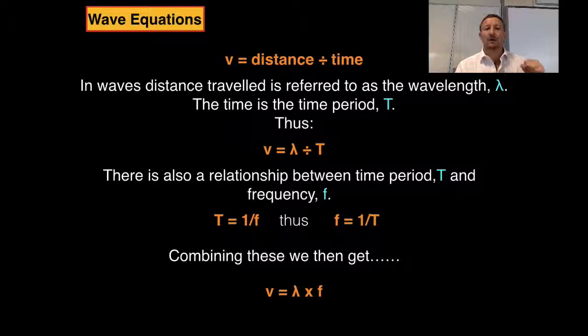So to recap, we know that speed equals distance over time. We can substitute in lambda and T, the time period, so that we get the speed of a wave is basically the wavelength divided by the time period. We know that time period is 1 over the frequency, or frequency is 1 over the time period, and by substituting in for T, we can also get an equation that speed is the wavelength times the frequency.